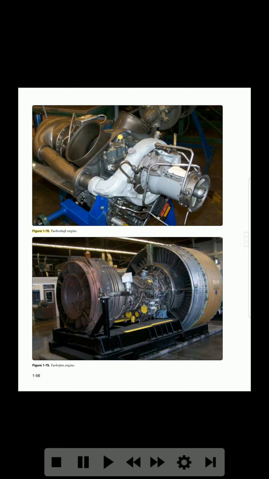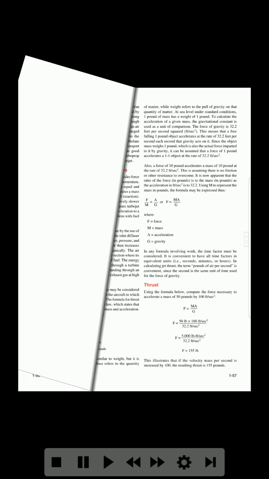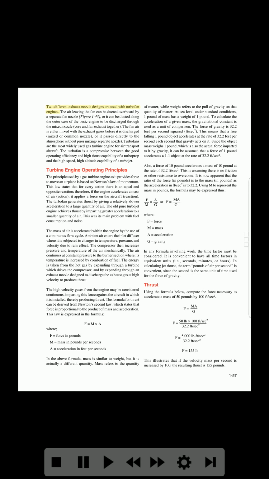Figure 1-78. Turboshaft engine. Figure 1-79. Turbofan engine. 1-56. Two different exhaust nozzle designs are used with turbofan engines. The air leaving the fan can be ducted overboard by a separate fan nozzle, Figure 1-43, or it can be ducted along the outer case of the basic engine to be discharged through the mixed nozzle, core and fan exhaust together.